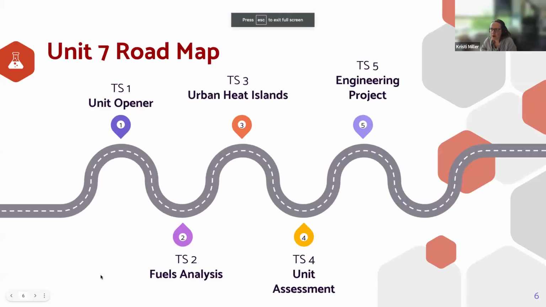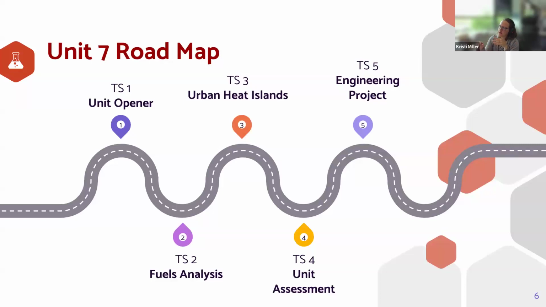Okay, so the roadmap for Unit 7. Remember we talked about what our sequence of events is, where we're starting and where we're ending. Here's the roadmap. We're going to start with a unit opener, which introduces us to two different ways to think about heat energy: the physical transfer of heat energy and the chemical production of heat energy. They're kind of two different parallel paths.